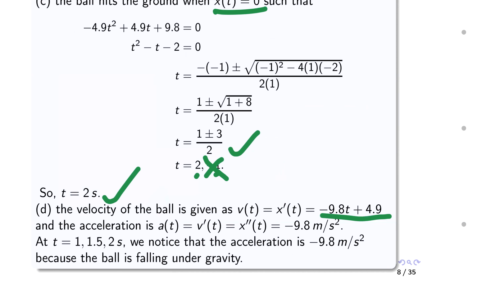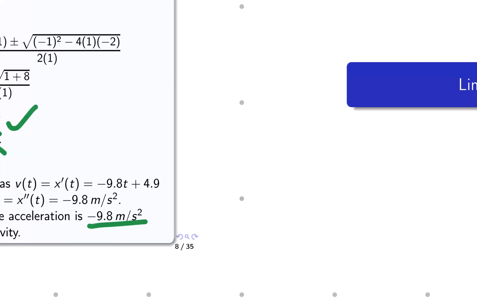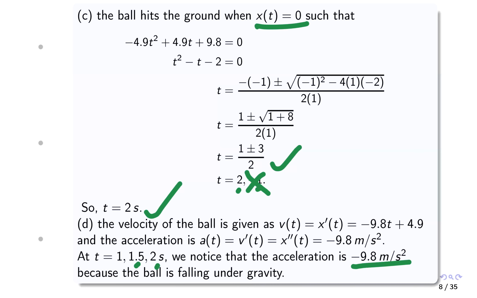So you see that the time has no effect on this one. Whether we're at t equals 1 second, at t equals 1.5, or at t equals 2 seconds, it doesn't make any difference. We notice that the acceleration is minus 9.8 meters per second squared because the ball is falling under gravity. So the acceleration is the same because the ball is falling under gravity. The time has no effect on it. And that is all as far as application of differentiation to kinematics is concerned.